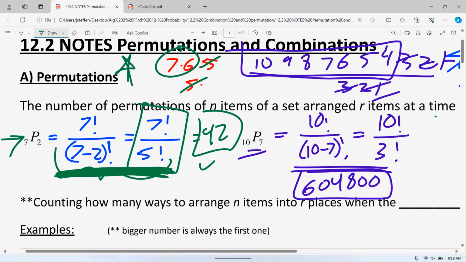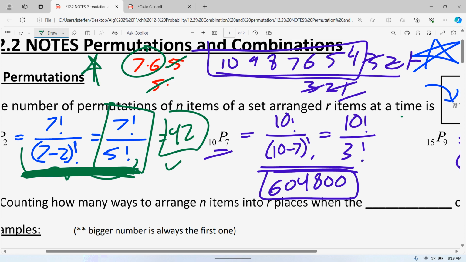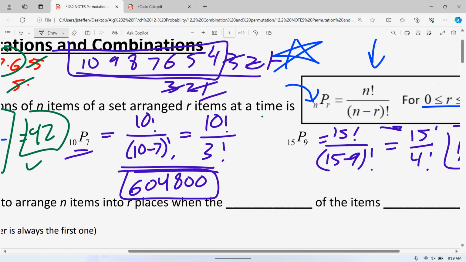Permutation means counting how many ways to arrange n items into r different places when the order of the items matters.